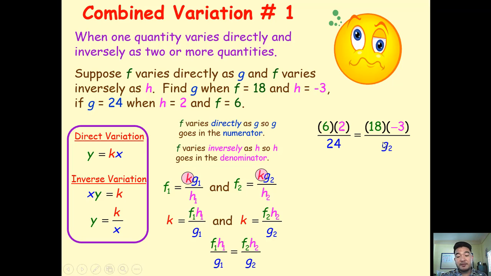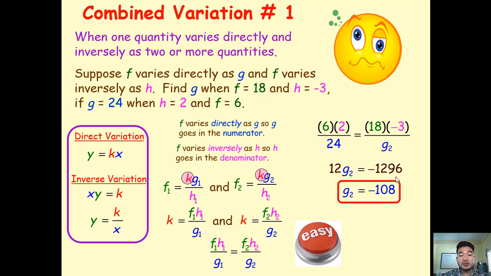Simplifying this by cross multiplication, you will have 6 times 2 is 12 times g sub 2 is 12 times g sub 2 equals 24 times 18 times -3 is -1,296. Solving for g sub 2, we divide the whole equation by 12. So, we'll be having g sub 2 is equal to -108. So, that is already the value of g sub 2. So, that was easy.